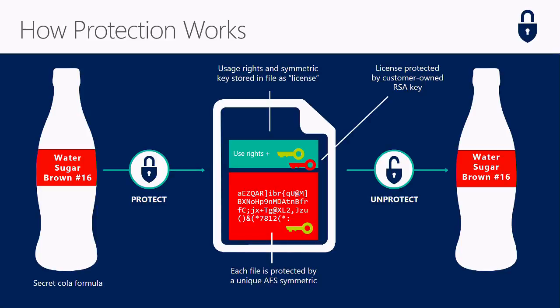If you send me a protected document, I double click on it, first thing that happens is that it wants to authenticate and say, is this the person who was sent the document, the person that should be able to open it? If I can authenticate it, I can then open it, and then the question is, what am I allowed to do with it? And we pull that from the license that's attached to the document.